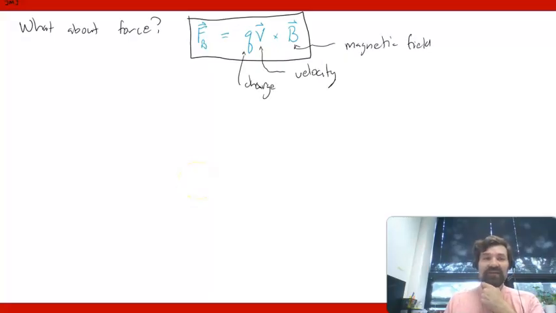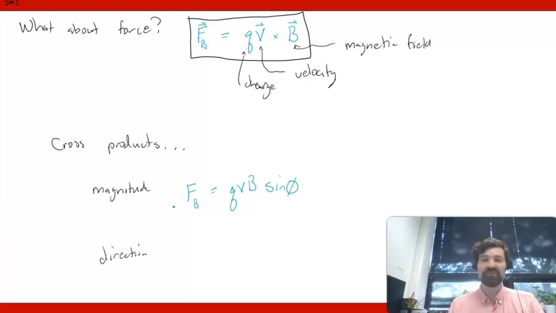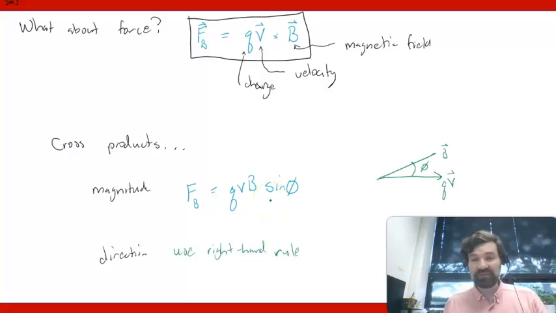Worth remembering is that if you want to figure out magnitude and direction for a cross product, the magnitude will be given by the magnitude of the vectors involved, so QVB times the sine of whatever angle is between the two vectors in the cross product. And then the direction, what you do is use what's called the right-hand rule. The resultant will always be perpendicular to each of the two vectors involved. And so it's perpendicular to QV and it's perpendicular to B.